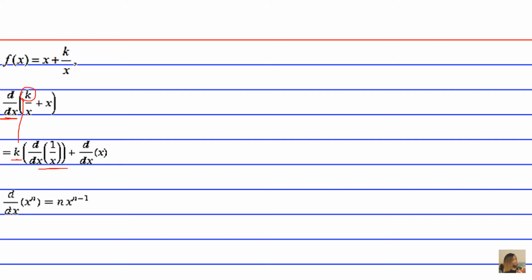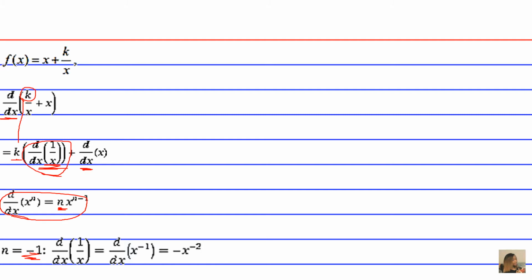The first term comes from the fraction, d dx of 1 over x, and the second term is x, so we're taking the derivative with respect to x of x. Now we're going to use the power rule. That says d dx of x to the n is equivalent to n, the exponent, times x raised to the n minus 1. In this case, n is equivalent to -1 for the first term, so d dx of 1 over x equals d dx of x to the -1, which is equivalent to -1 x to the -2 power.